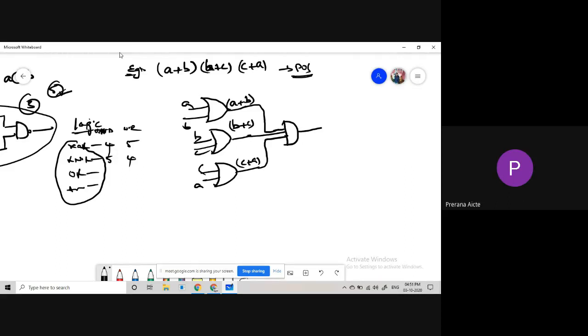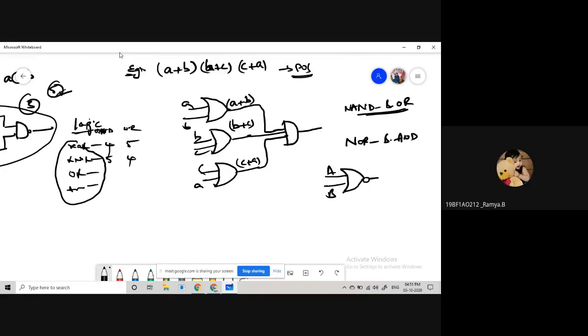In the previous problem we used one notation: NAND gate is nothing but a bubbled OR gate. Similarly, NOR gate is nothing but a bubbled AND gate. What is the output of a NOR gate? A plus B whole bar. According to De Morgan's theorem, that is A bar dot B bar, right? Yes, sir.